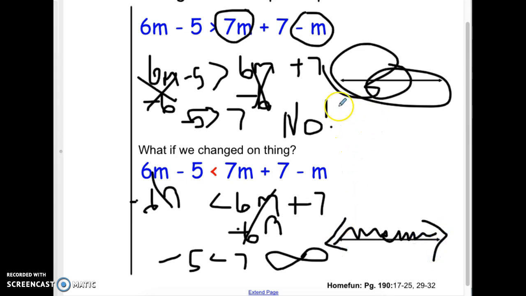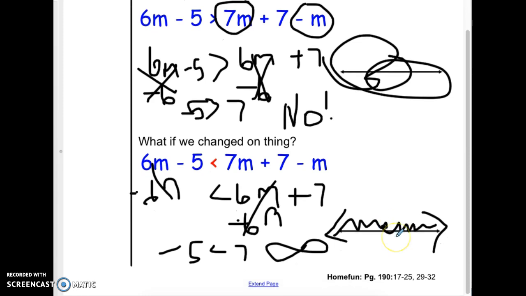So this is kind of the example of no solutions because it's not going to work. And this is an example of infinitely many solutions because they're all going to work. So that's kind of the conclusion of today.